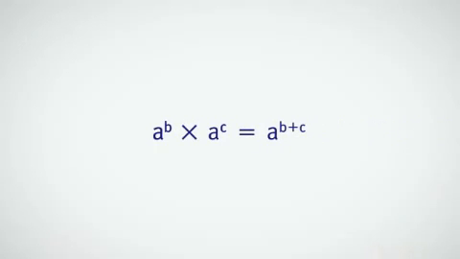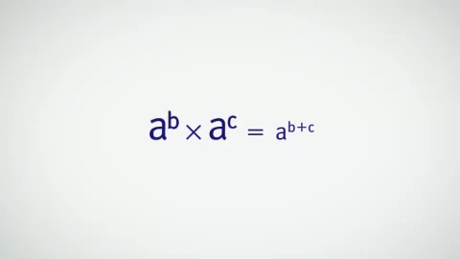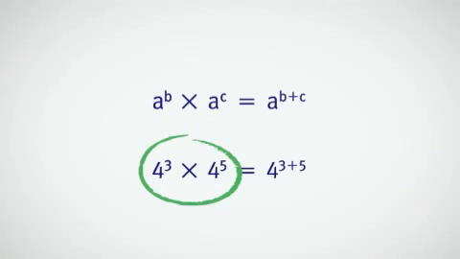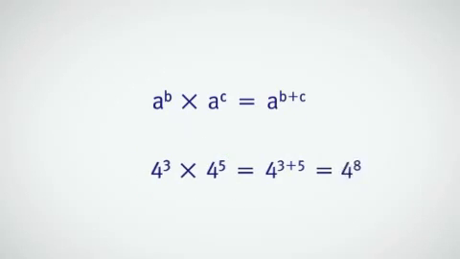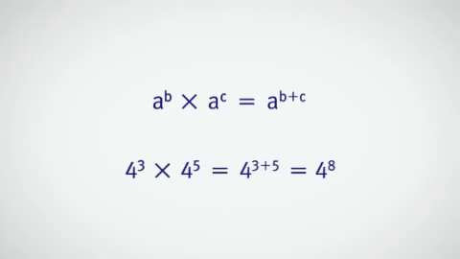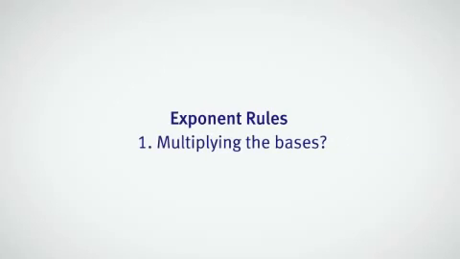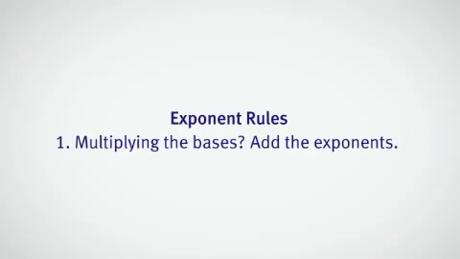The first is, when you multiply one base to a certain exponent by the same base to a different exponent, you can simply keep the base the same and sum up the exponents. For example, 4 to the 3rd power times 4 to the 5th power can be simplified to 4 to the 8th power, because 3 plus 5 equals 8. So remember Rule 1. When multiplying the bases, add the exponents.